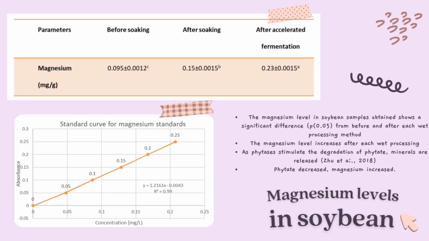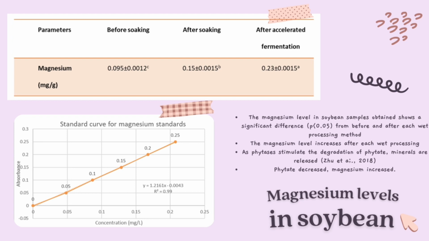Moving on to the magnesium levels in soybean, it can be seen that as compared to pH and phytate levels in soybean, these magnesium levels increase after each wet processing method, and it also shows a significant difference before and after each wet processing method. From before soaking, the magnesium levels in soybean was 0.095 milligram per gram, and after soaking, it increases to 0.15, and after accelerated fermentation, it increases even more to 0.23 milligram per gram.